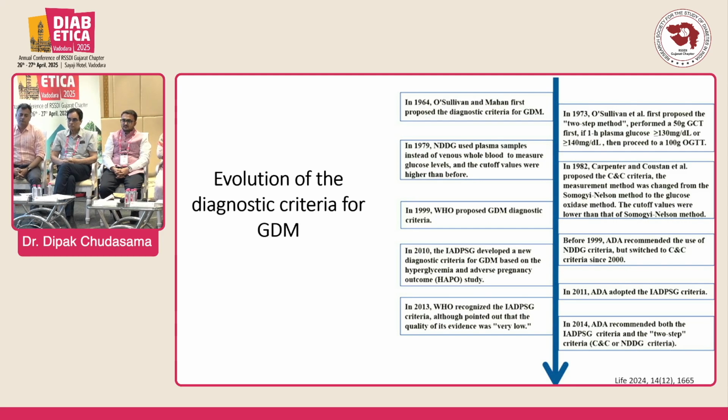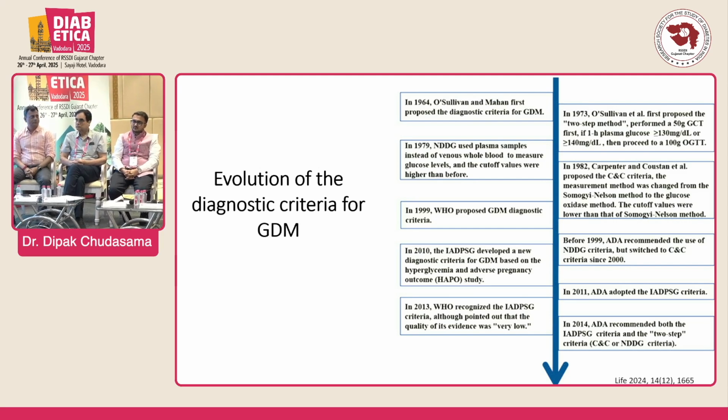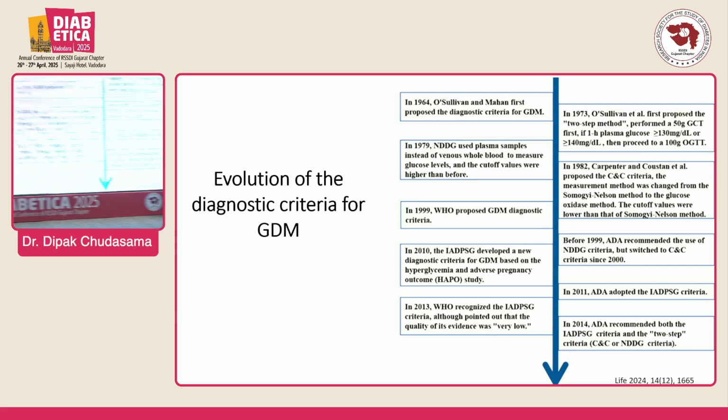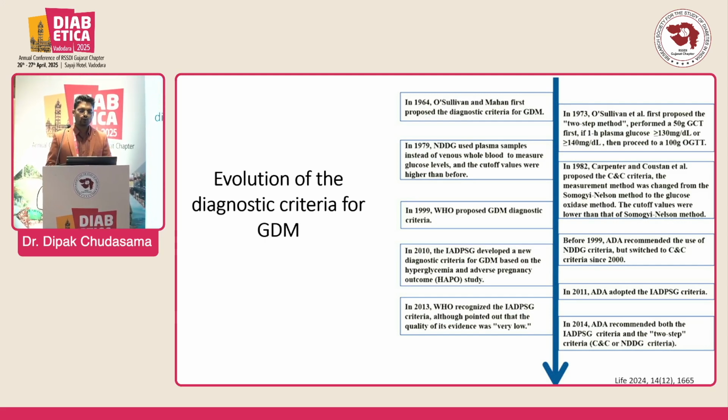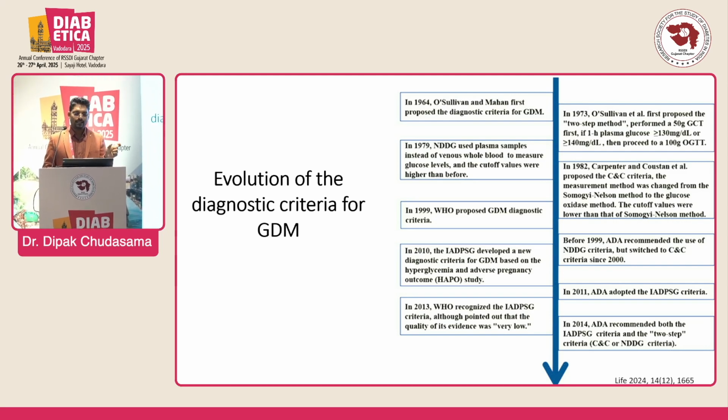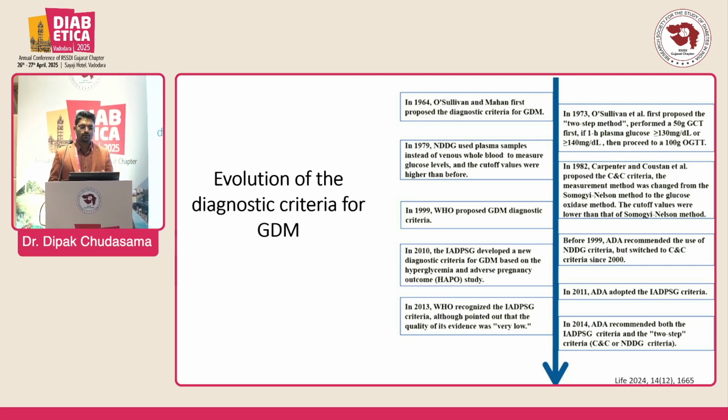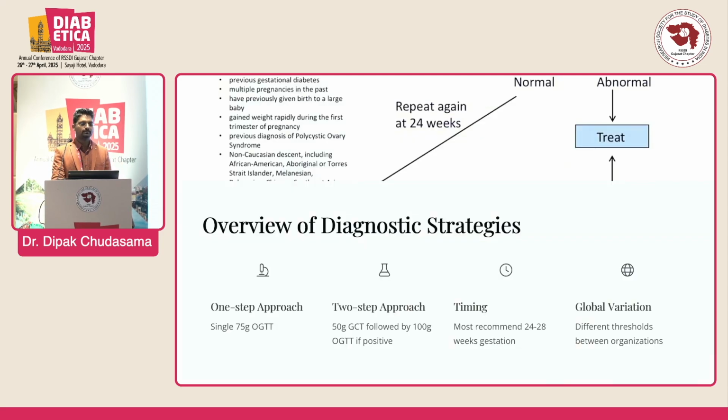In 1999, WHO proposed the GDM criteria, and again in 1999, ADA recommended diagnostic criteria for GDM. So in 2014, ADA recommended the IADPSG, International Association of Diabetes and Pregnancy Study Groups criteria, and WHO also collaborated and came out with the criteria, the two-step criteria for diagnosis of GDM.